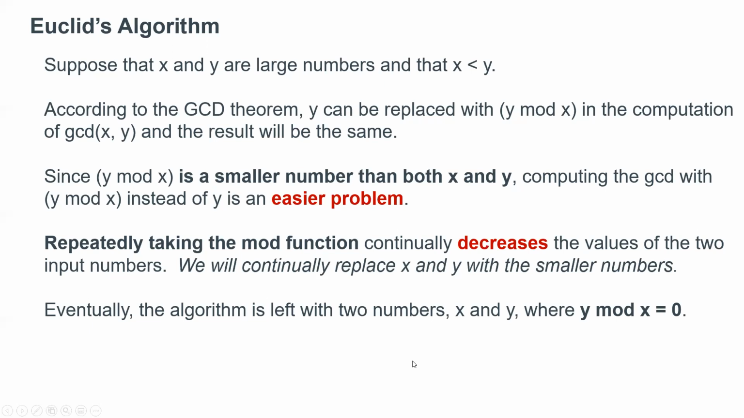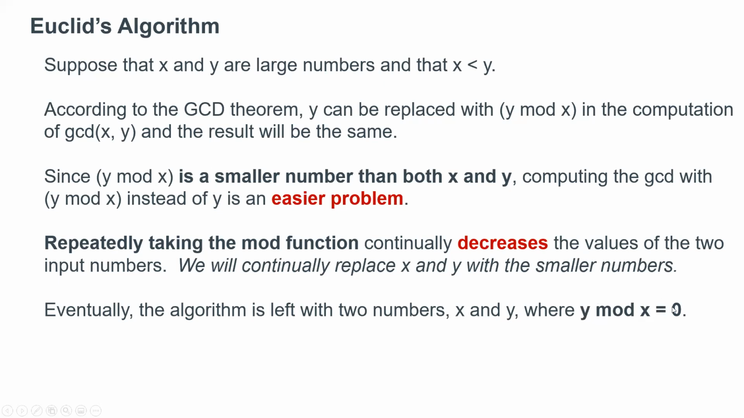But the bottom line is we keep going until we find our two X and Y's. We keep reassigning what X and Y are. X and Y start as the original numbers, and then they keep getting smaller and smaller until eventually we're going to find that this is true: Y mod X, now with our new X and Y, ends up equaling 0.